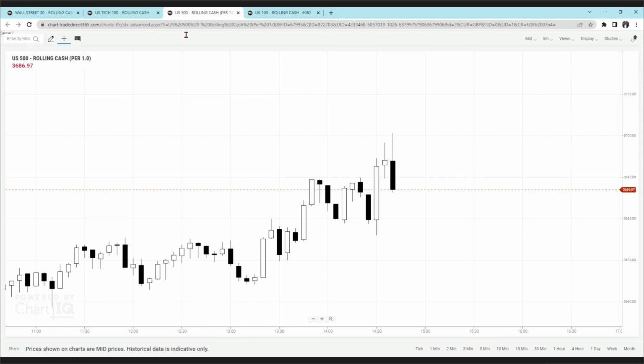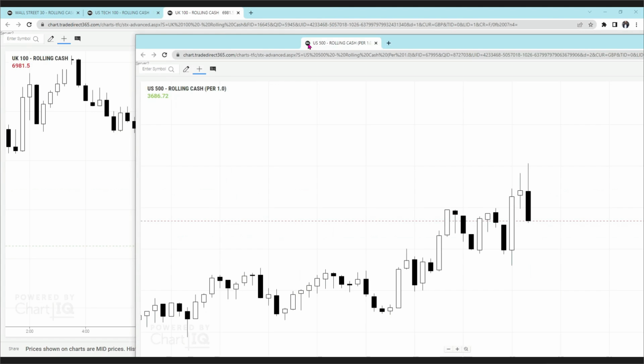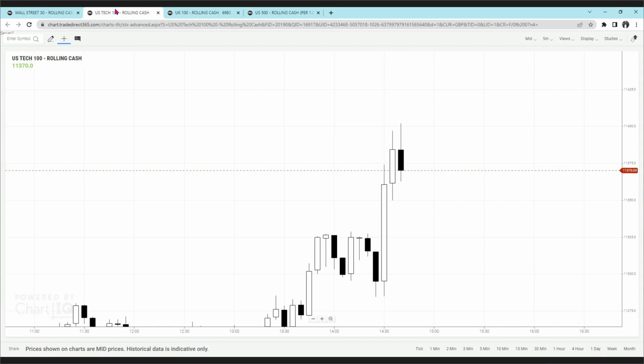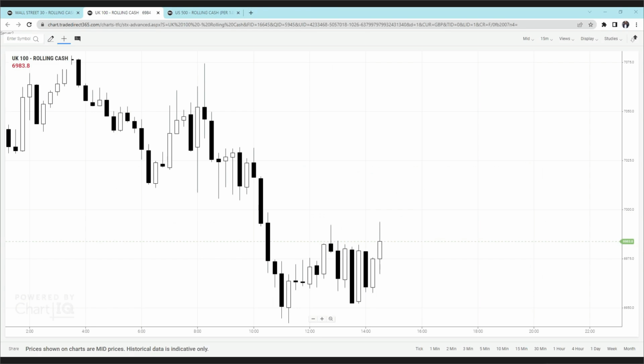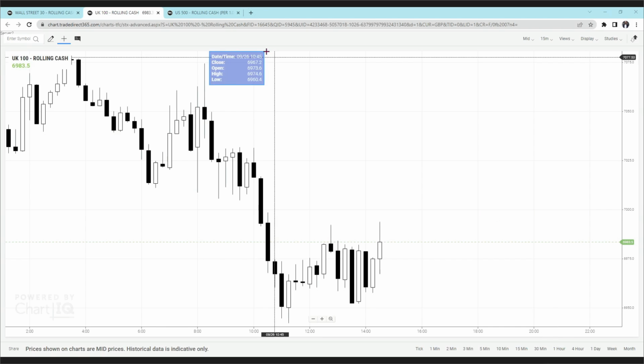This is the S&P 500. And here's the NASDAQ. Definitely a disconnect. NASDAQ seems much more resilient.